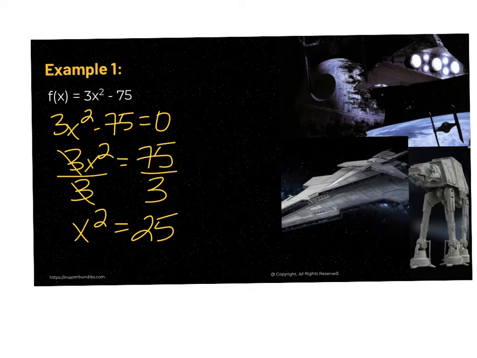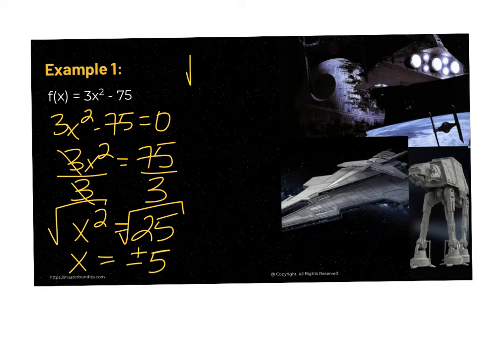This makes me happy because I know if I take the square root of x squared, I get x. If I do that to one side, I have to do it to the other side, and the square root of 25 is plus or minus 5. So this will have two solutions, which you could verify by graphing.